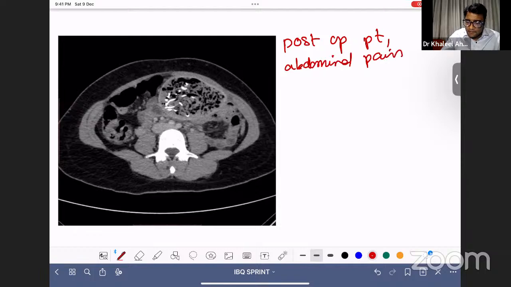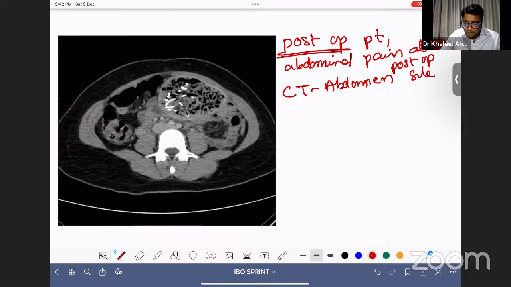Abdominal pain, and a CT scan is given to you. A CT abdomen is given to you, and the pain is mainly at the post-op site. You have abdominal pain at the post-operative site and a CT abdomen is given.